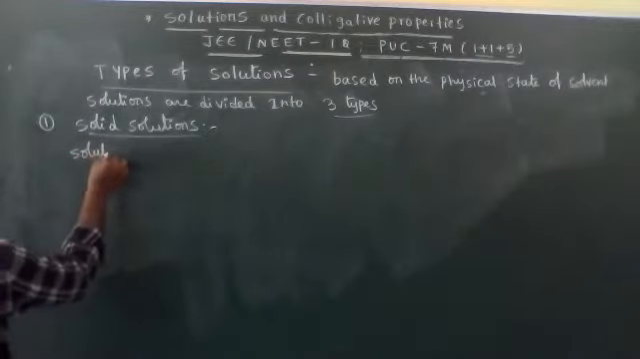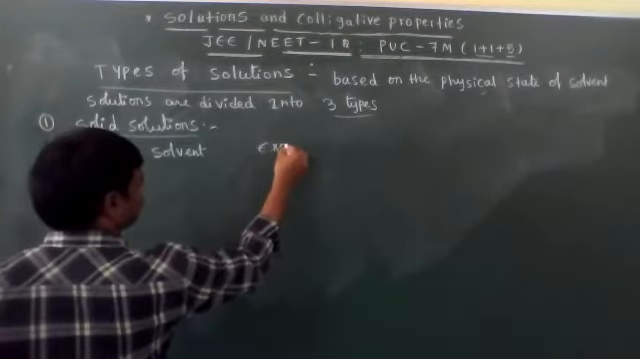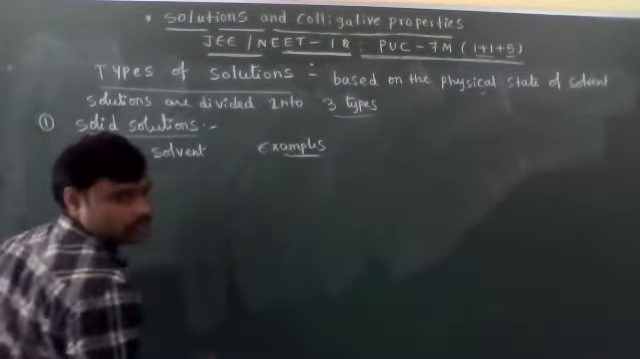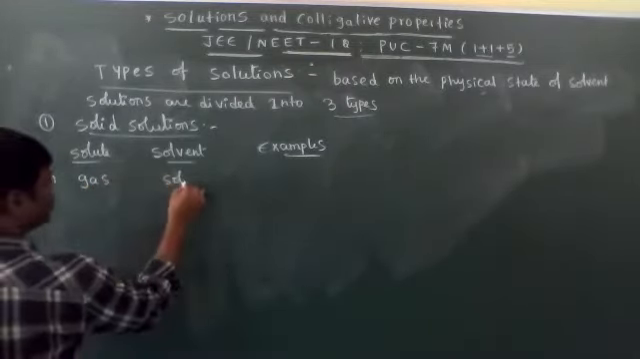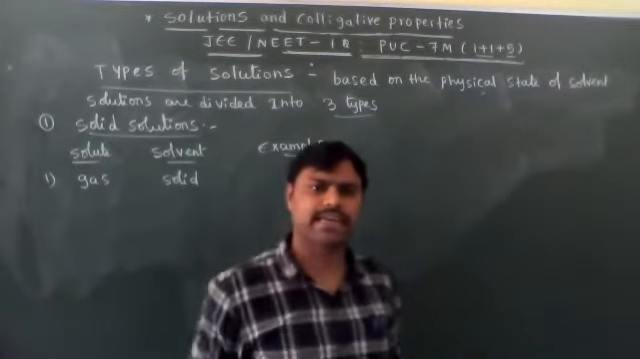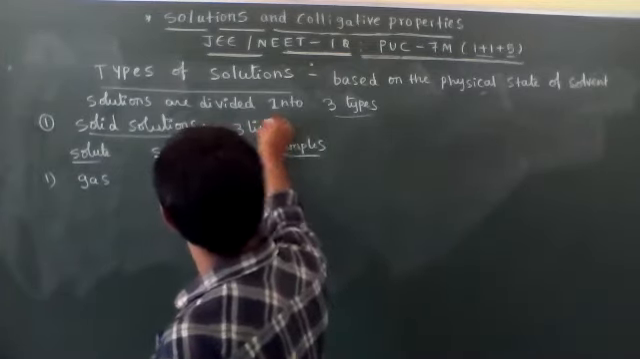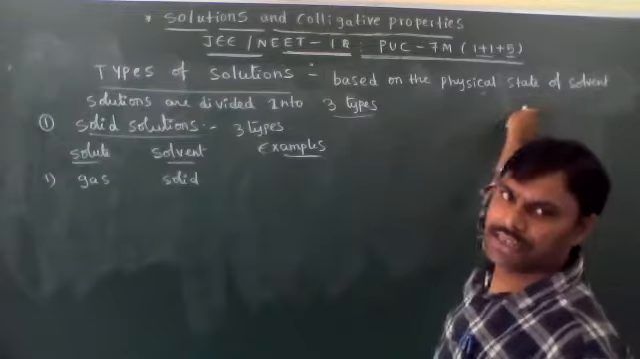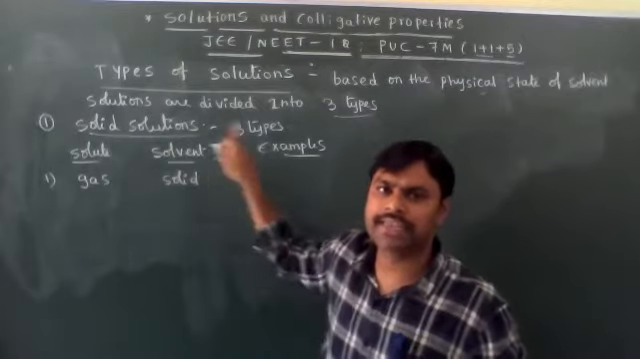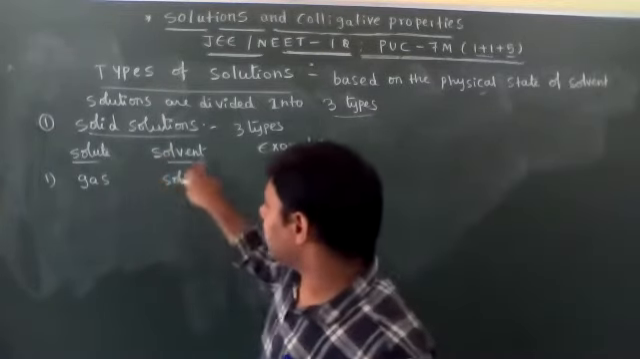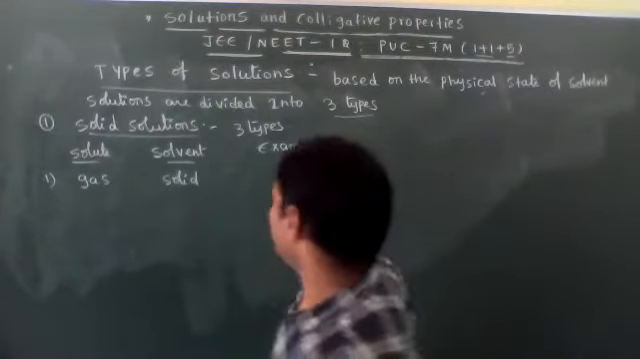Now solute, solvent, and examples. Again, these solid solutions are of three types. For example, the first one is where the solute is in gaseous state and the solvent is in solid state.